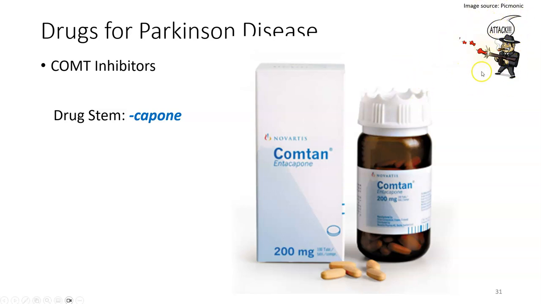So here we have kind of like Al Capone attacking the dopamine. So the little gangster there, because the drug stem is -capone, like Al Capone. Not completely spelled the same, but it's just one of those memory kind of things. So COMT inhibitors have the drug stem -capone, and tolcapone is one of them, and it's known by the brand name Tasmar. And again, it's going to elevate the levels of dopamine, but it's not acting directly on dopamine.